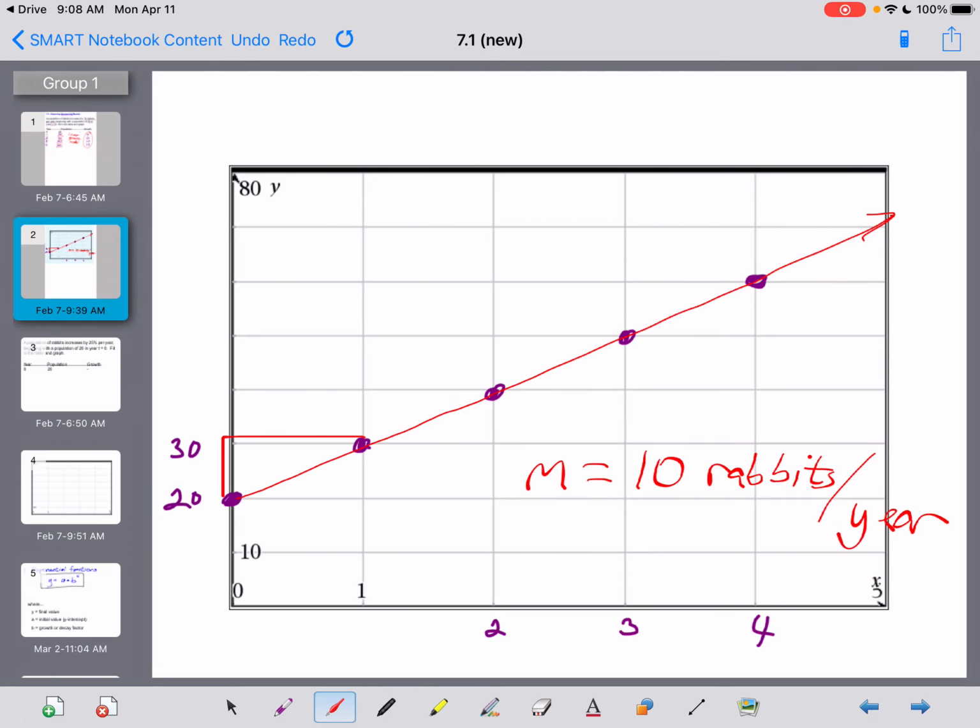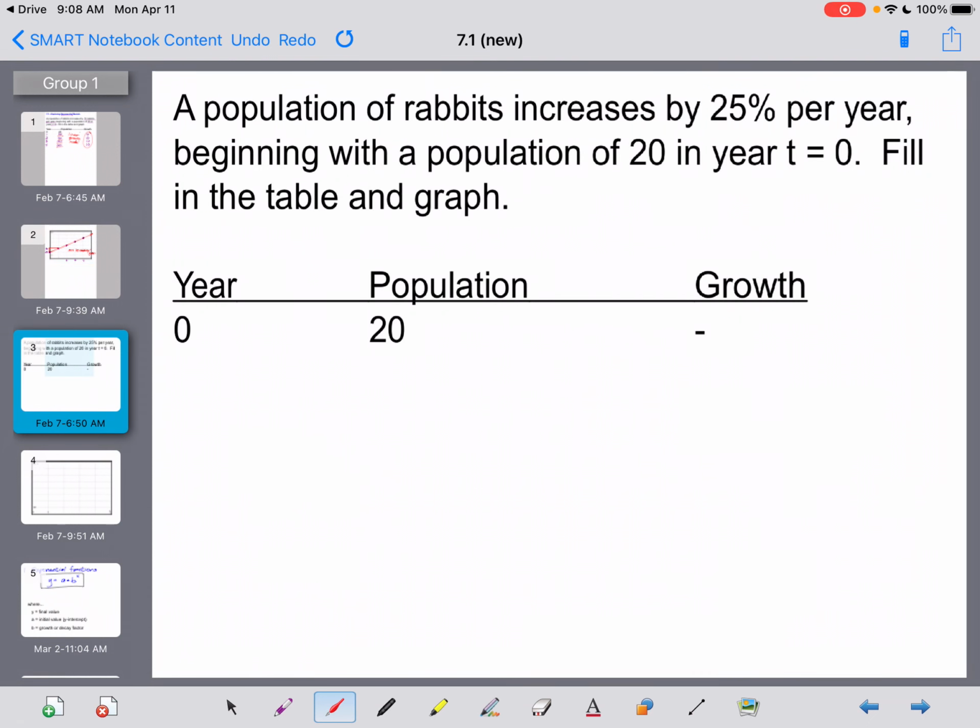So let's go to slide number 3, everybody, and take a look at something similar, but it's working a little bit differently. What this problem says is that a population of rabbits, now instead of increasing by the same number per year, is increasing by 25% per year, beginning with a population of 20 in year t equals 0.